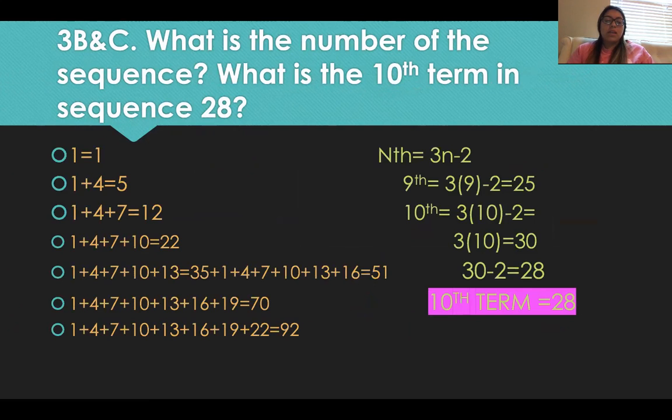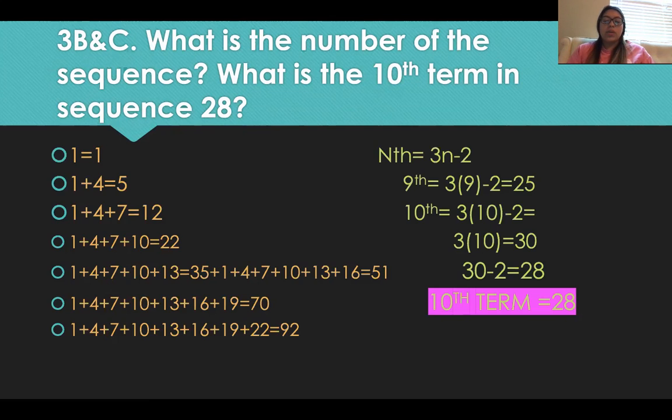Here we're asked to find the number in the sequence. What is the 10th term of the sequence? If we look closely, we notice from 1 it jumped to 4 and then 7. We can see that we're adding 3 each time. In the sequence in the orange, after 7, we add 3 to get the next number. So from 1 to 4, it's 3, and from 4 to 7, we're adding 3.